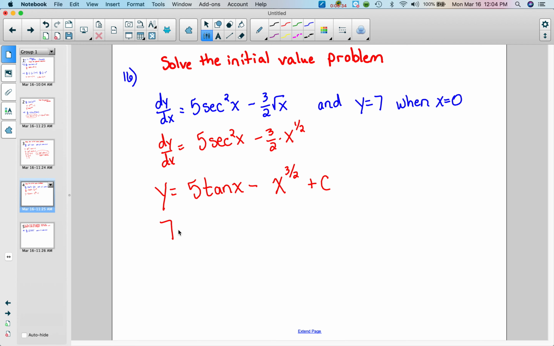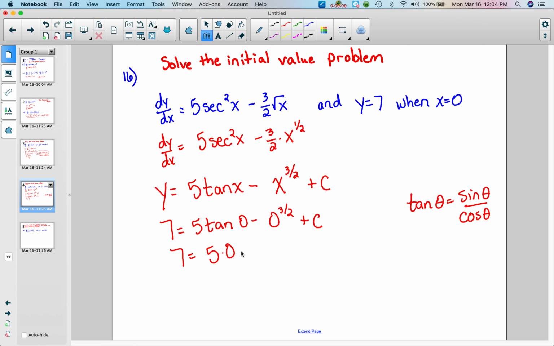So I'm letting y equal 7 when x is 0. And solve for c. So tangent of 0 is the same as sine of 0, because remember tangent theta equals sine theta over cosine theta. So keep that in mind, that identity. So whenever sine is 0, tangent is 0. If cosine is 0, then tangent's undefined. So since sine of 0 is 0, then tangent of 0 is also 0. And 0 to the 3/2, of course, is 0. So we get that c equals 7.